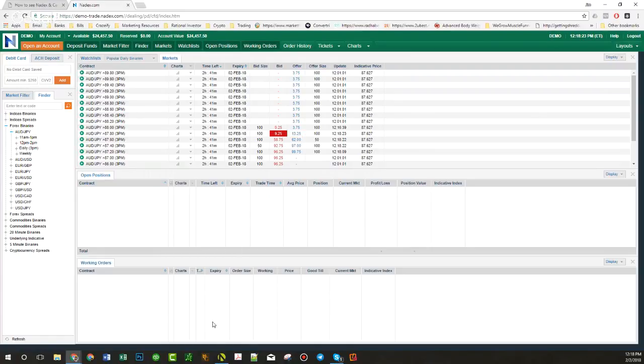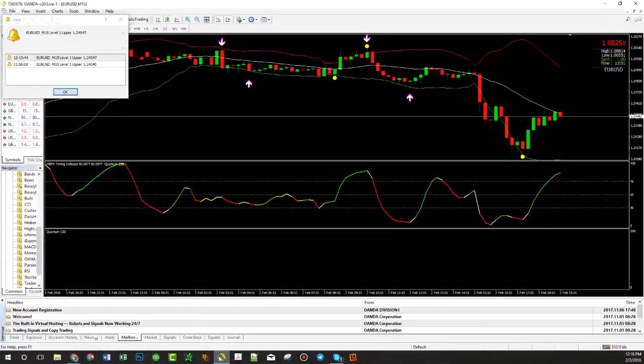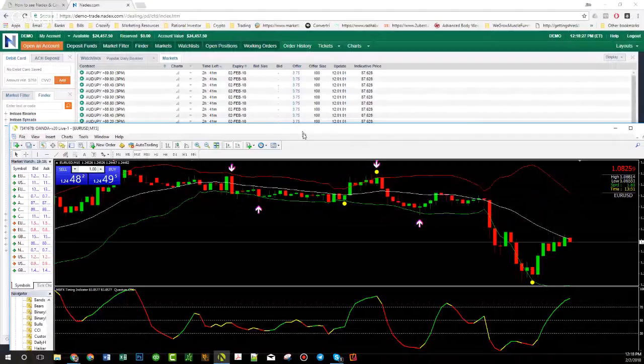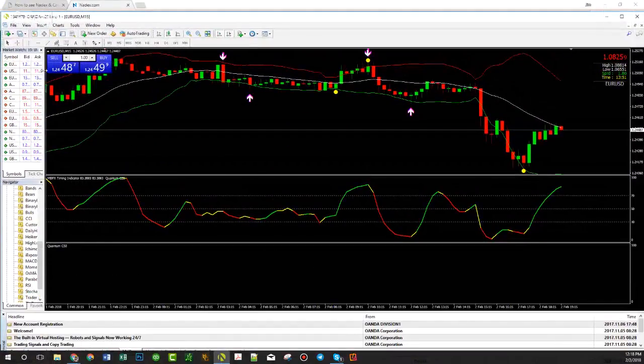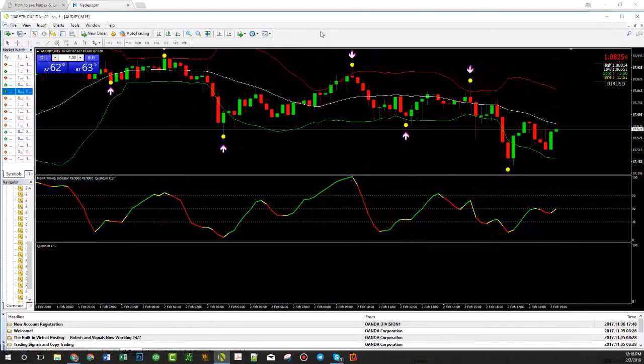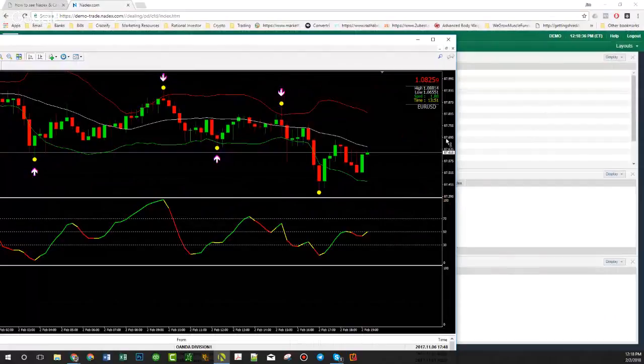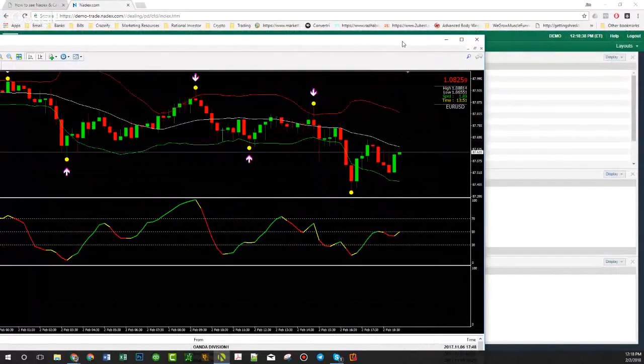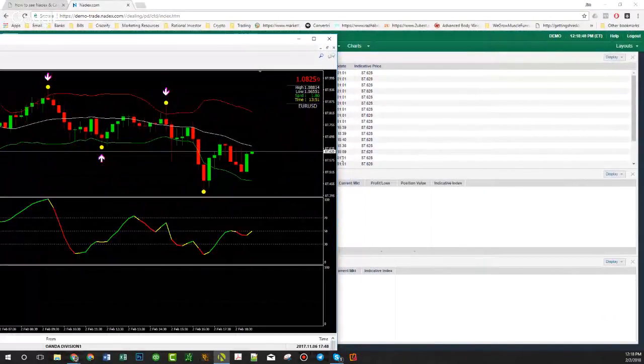Now, if you look at a charting software, what are we looking at here? We're looking at AUD JPY. So I need AUD JPY, and we'll look at just the prices. If you look at my price, I am at 87.62. My indicative price is currently 87.632. There's a big difference.